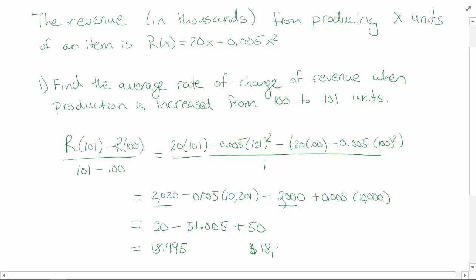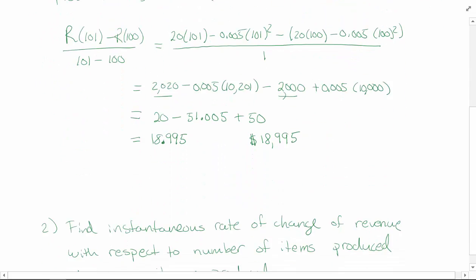$18,995 in our revenue. So whatever this business is, they're making some big ticket items because they get about $18,995 more by producing one more unit when moving from 100 units to 101 units. That may be very different if they're moving between different numbers of units in general. Again, this was in thousands, so we move that decimal 3 places to the right to get the actual value. All right, that's average rate.